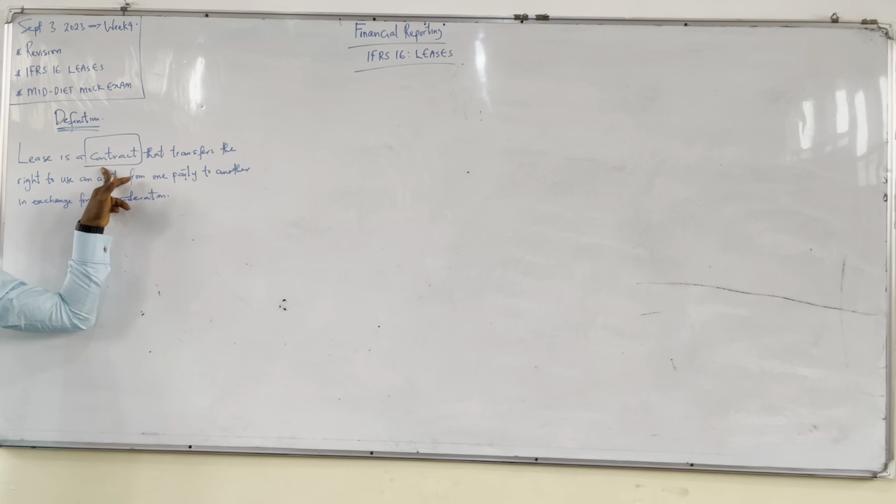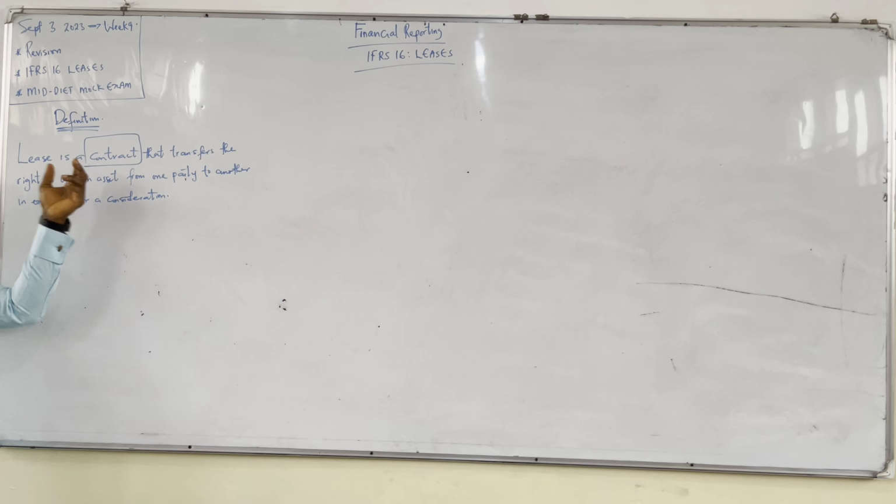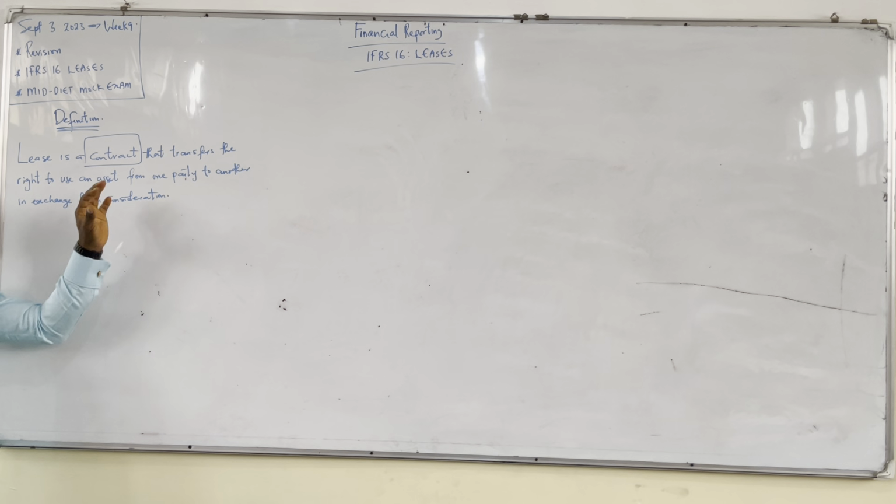What is important is that the party must do what they are supposed to do. If they don't do it, there are consequences. You don't have to be in writing, right? But a lease is a contract. Now, you see, this contract, what it will show is that it's basically transferring the right to use an asset from one party to another party in exchange for a consideration.